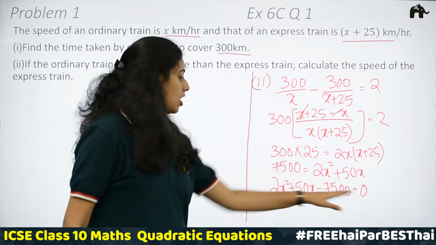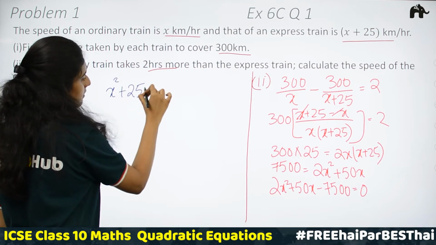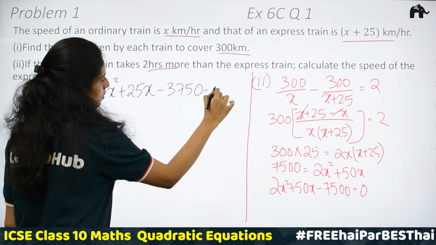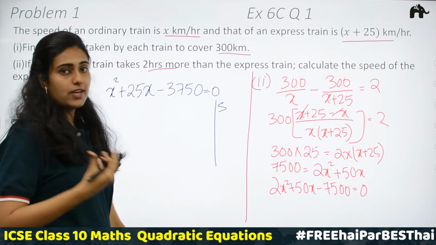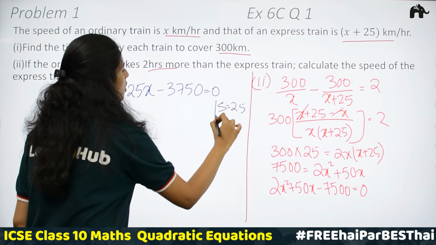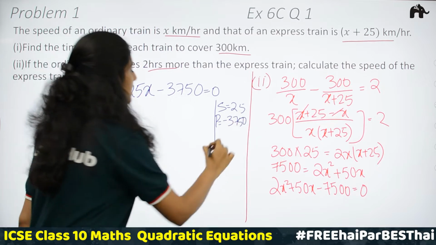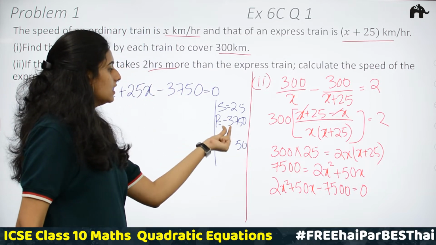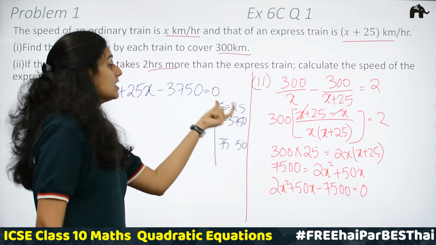We can divide throughout by 2. We get x square plus 25x minus 3750 is equal to 0. Now we can factorize this. For factorization we are choosing two numbers, the sum should be equal to 25 and the product should be equal to minus 3750. When I take 75 and 50, 75 into 50 is 3750. Here product is negative, which means one number should be negative and the sum is positive.